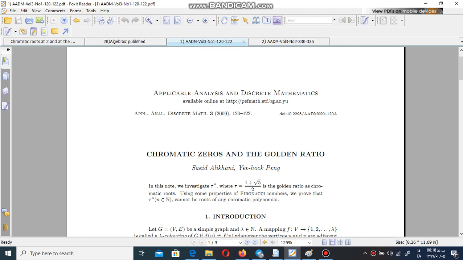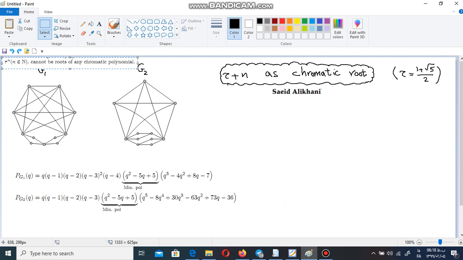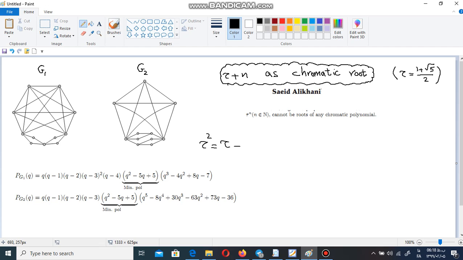For example, in this paper entitled Chromatic Zeros and the Golden Ratio, we prove that all natural powers of the golden ratio cannot be a root of any chromatic polynomial. So tau^n cannot be a root of a chromatic polynomial. As you know, tau^2 is equal to tau plus 1. So tau^2 is not a chromatic root of any graph.